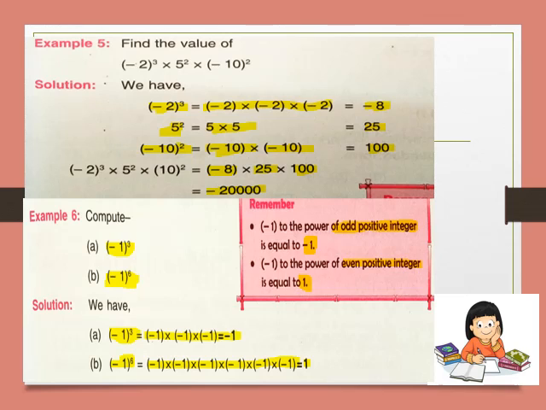Then we will write 5 square. 5 square equals 5 into 5, that equals 25. Then we will write minus 10 square. So minus 10 into minus 10 equals 100. So what is the answer? Combine now all three numbers. Minus 8 into 25 into 100 equals what? 20,000.